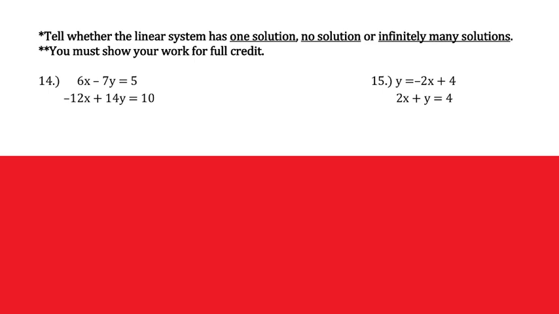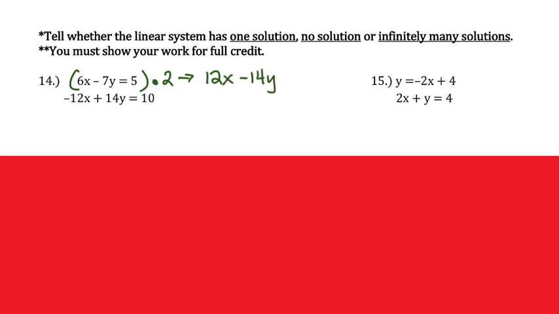We've been doing one solution, so no solution would mean they'd have to be parallel lines, right? Parallel lines have no solution, they never touch. Where infinite many is the same line, so they have all the same solutions. But we can use systems of equations here.